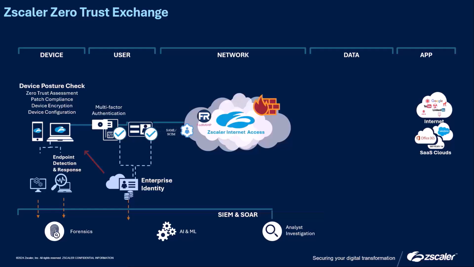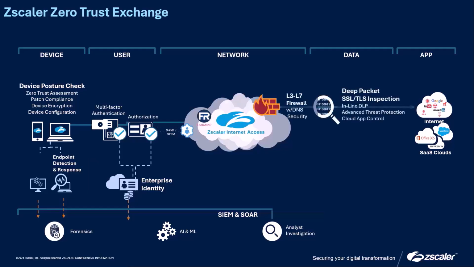Post-initiation of app request, we use SCIM technologies to check if the user is authorized to use a specific application or not. After successful authorization, the packet gets into the ZIA cloud, and then we get L3 to L7 firewall security, which applies and enforces few policies that are required for a specific organization.